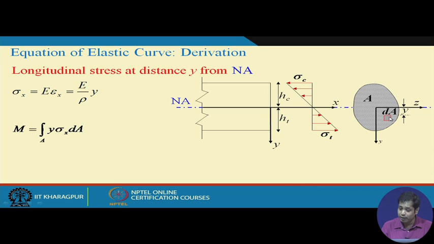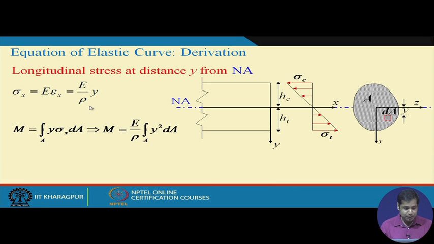And what will be the moment of that force? This cross section is at a distance y from the neutral axis. The force will be y into this force, and that will be the moment due to force on this area delta A. If you integrate over the entire area, that will give the total moment. That's why these moments are also called stress resultants, because they result from the induced stresses. So, this will be the moment, right.